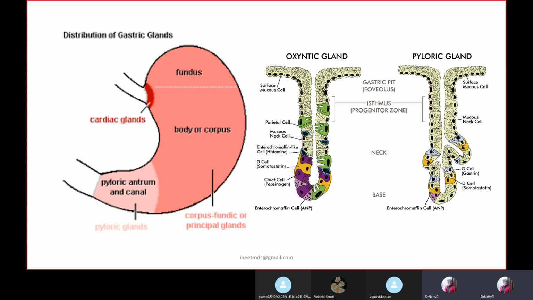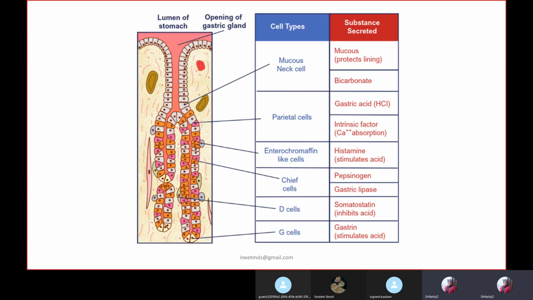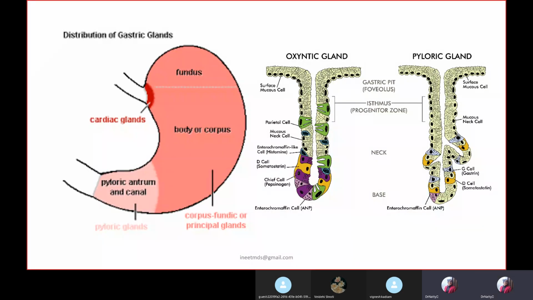So this will have the major amount of all the other types of cell, including the chief cell and parietal cells, mainly concentrated in the fundus and body. So all the major action of the stomach will take place in this complete oxyntic group of glands. Then lastly, towards the end of the stomach, you have the pyloric part, which has pyloric glands.